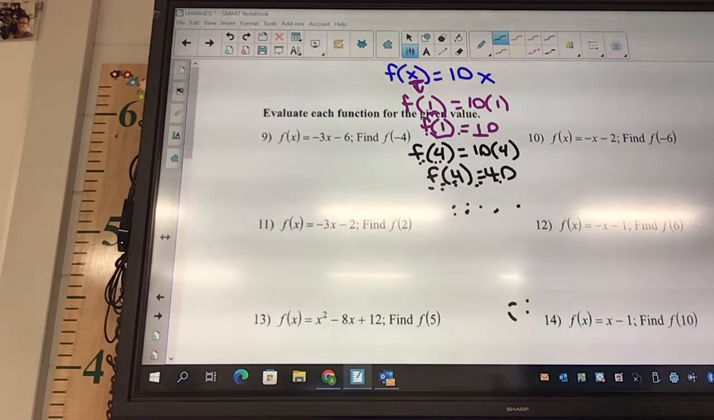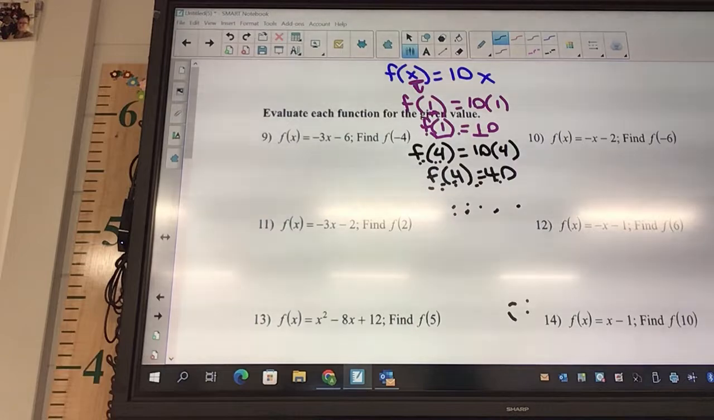Okay? Now, the one thing to keep in mind, f of x is kind of like saying y equals. So, that's what we're saying. And you can do that with 50 million things.